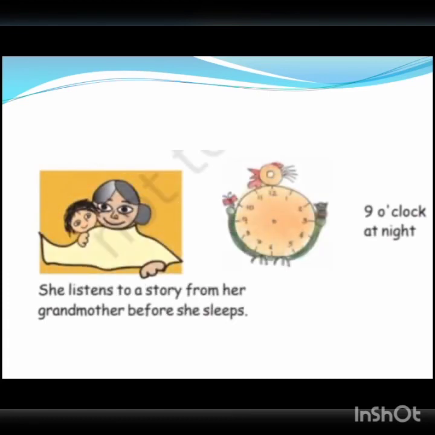And at last, she listens to a story from her grandmother before she sleeps. 9 o'clock at night. Yes, hour hand on 9 and minute hand on 12. I hope now you are more clear.